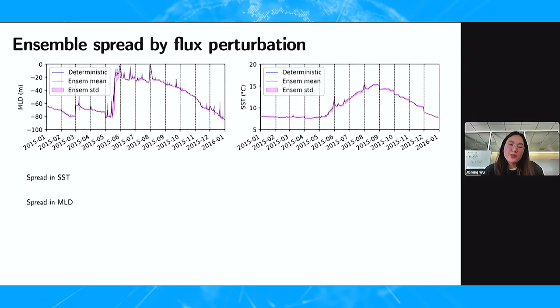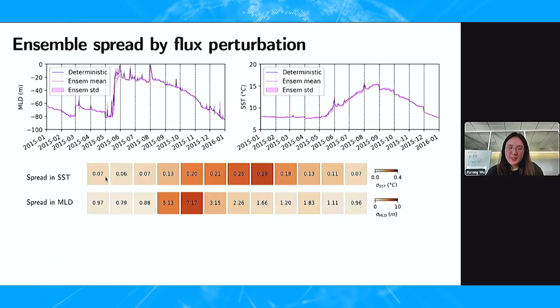But we could, as a demonstration of how we could use the stochastic version in this setting, here we are plotting the mixed layer depth and SST in the deterministic run in blue, and the magenta is the ensemble mean, and the shade is the ensemble spread. If we visualize the spread, we don't observe a drift induced by adding noise, but we do observe an increased spread.